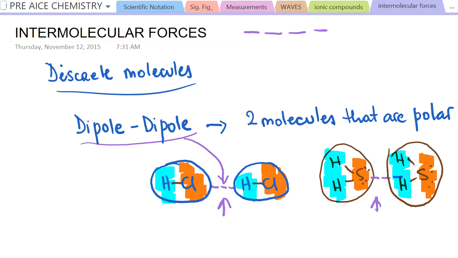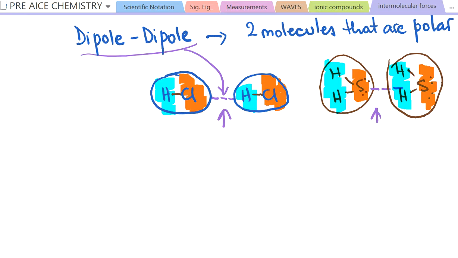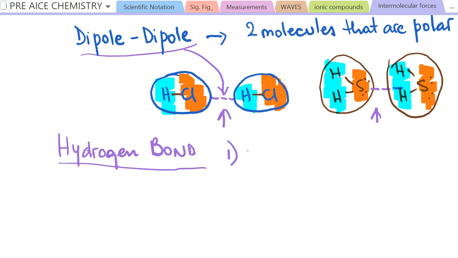Do you understand? Good. Because in the dipole-dipole, there is a special dipole-dipole that is called hydrogen bond. And why hydrogen bond? Of course, because hydrogen is involved. So which are the conditions? First one, the molecule needs to have hydrogen. If it doesn't have hydrogen, of course, there is no hydrogen bond.